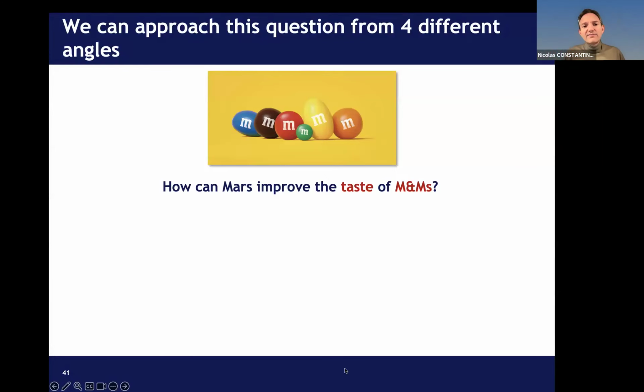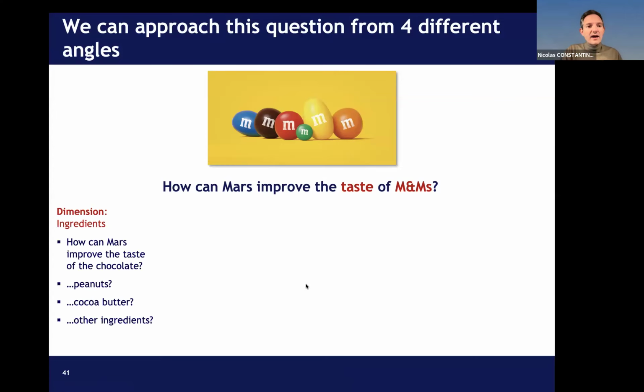So one of the ways, if I focus on M&Ms, not taste, but M&Ms, is that I could take the M&Ms and break them down into ingredients. The idea being, if I can improve the taste of the ingredients, then I can improve the taste of the M&Ms. So my dimension, or as Laure would call it, the logic, is the ingredients. Then I could break it down like this. How can Mars improve the taste of the chocolate? How can Mars improve the taste of the peanuts, of the cocoa butter, of the other ingredients? Okay? That's one way to think about it.